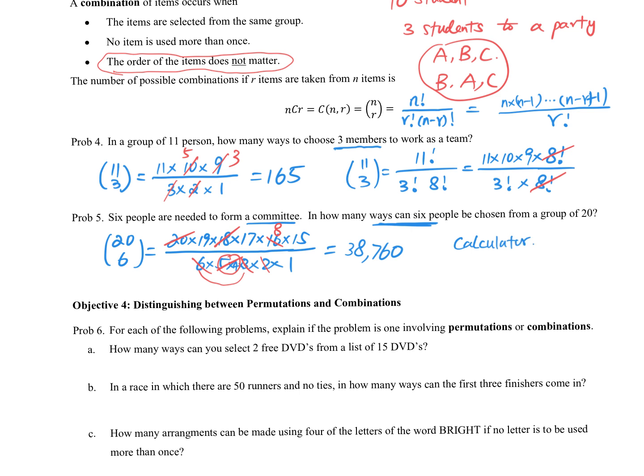And by the way, in your calculator, you should use the probability button, and then choose nCr, and then provide the n and the r, which are 20 and 6. You should be able to get this one. All right.